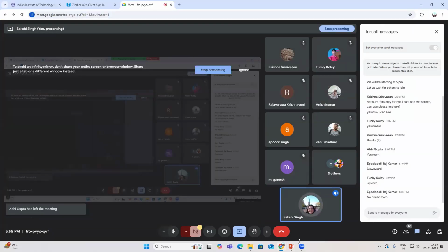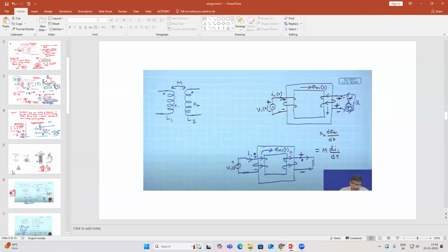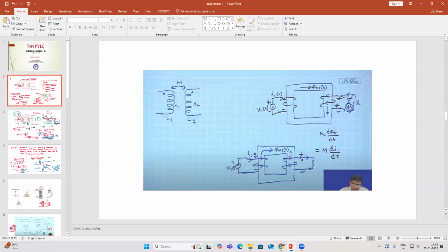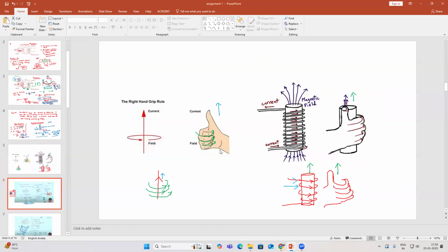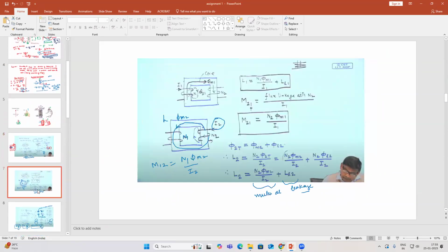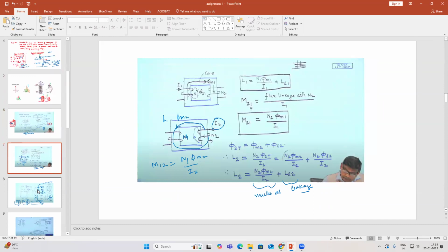So is there any doubt? I have discussed many things, a lot of things, so if there is any doubt, please ask. I'll be sharing these slides also, so you can just focus on listening and understanding. You may not write in parallel because I'll share this. Just tell me if there is any doubt.